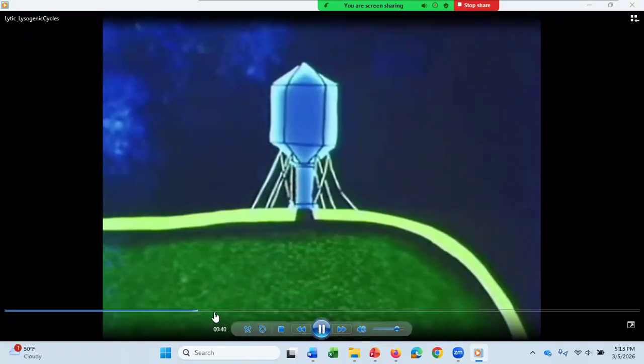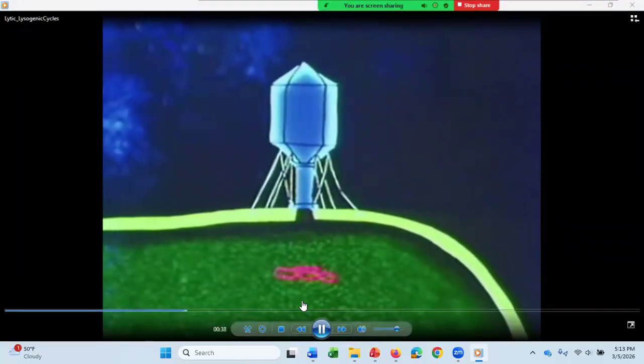Injected through the hollow tail into the cell. And the nucleic acid from this capsule is injected where the tail contracts, and that pushes the genome in the head into the cell.